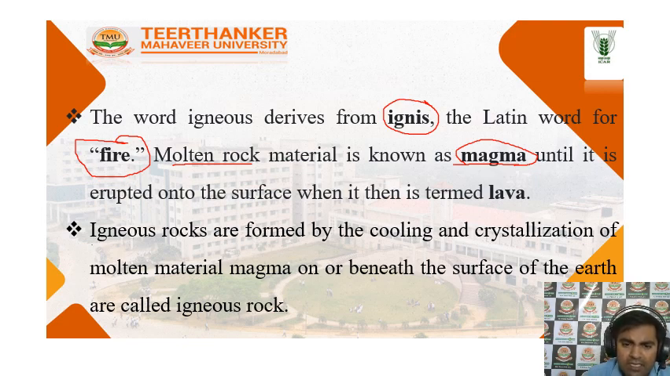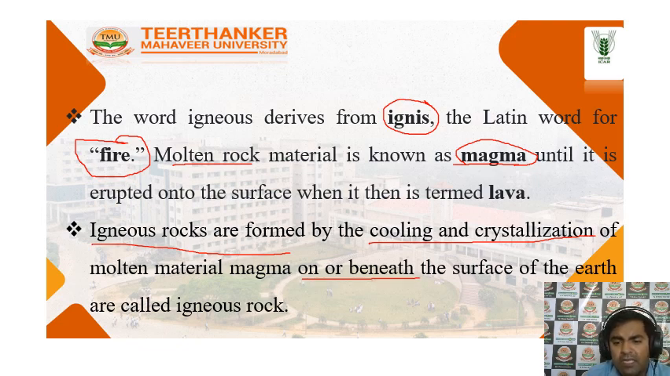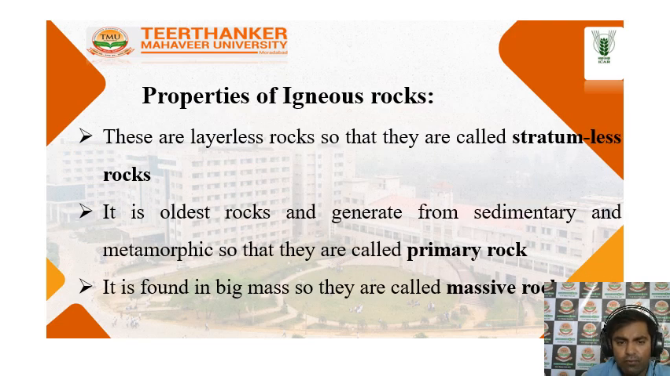Igneous rocks are formed by the cooling and crystallization of the molten material known as magma. Up here you can see two words: beneath the surface of the earth are called igneous rock. It means some material comes above the surface, and some material is also found within the surface. That material is known as the in situ material. So there are two types of material found.